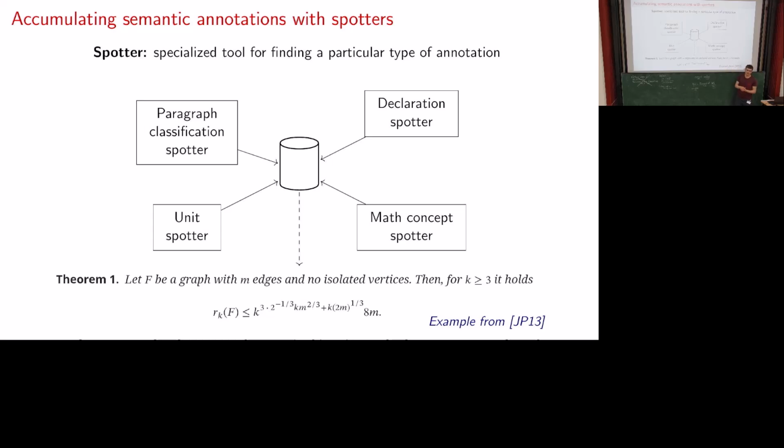And these spotters can actually support each other. For example, if we know that here an m is introduced as a natural number or something, then the km here can't be kilometers. So we can use results from other spotters to get better results, and accumulate more and more understanding of what's in these documents over time.